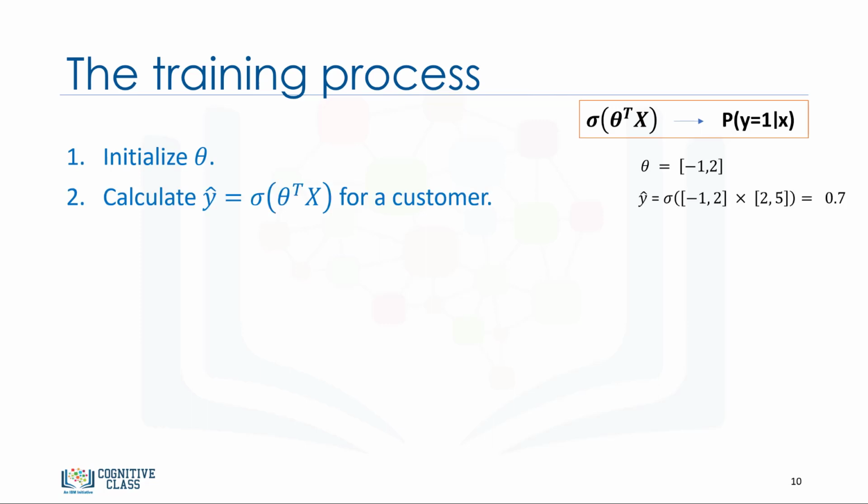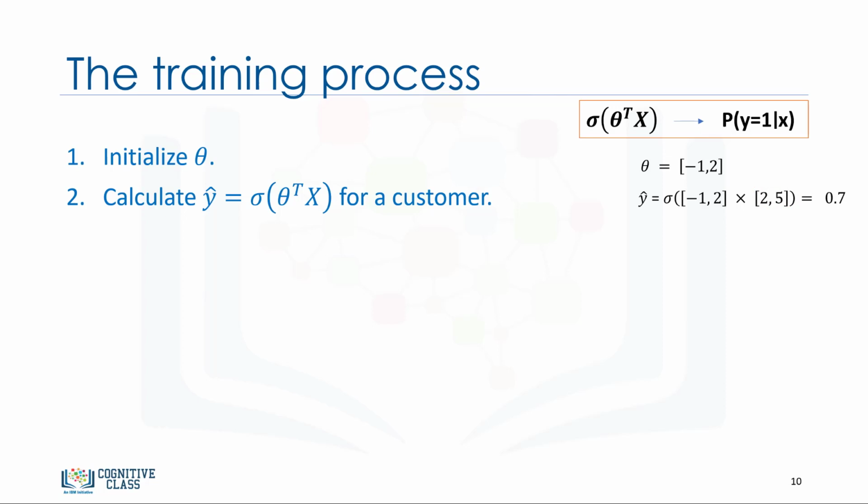We can find theta through the training process, so let's see what the training process is. Step 1. Initialize theta vector with random values, as with most machine learning algorithms. For example, -1 or 2. Step 2. Calculate the model output, which is sigmoid of theta transpose x for a sample customer in your training set. X in theta transpose x is the feature vector values, for example, the age and income of the customer, for instance, 2 and 5.